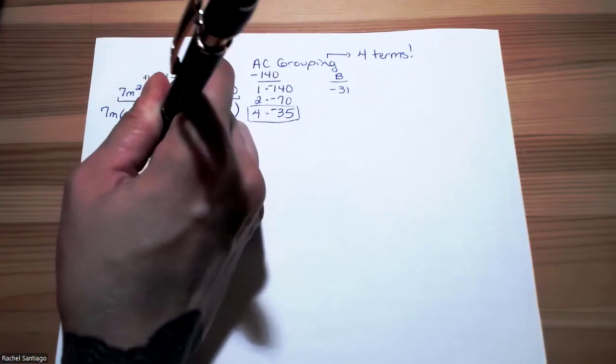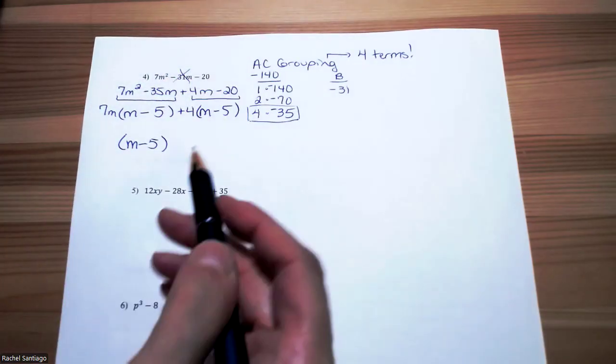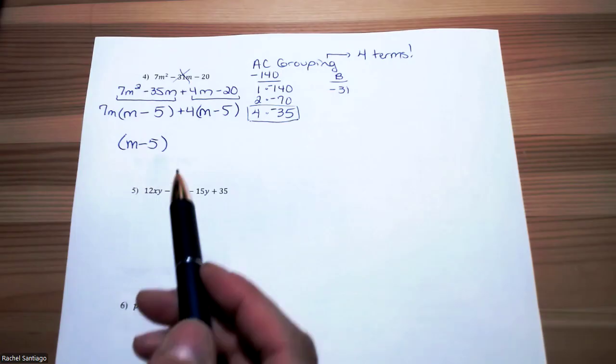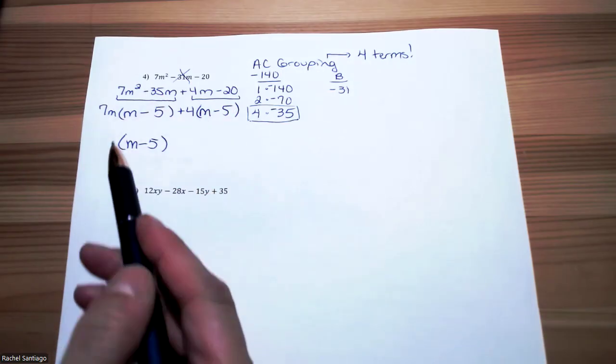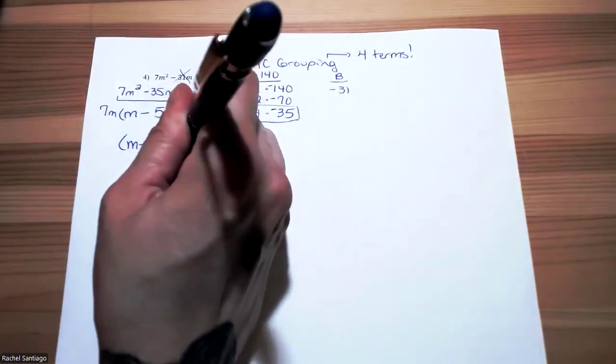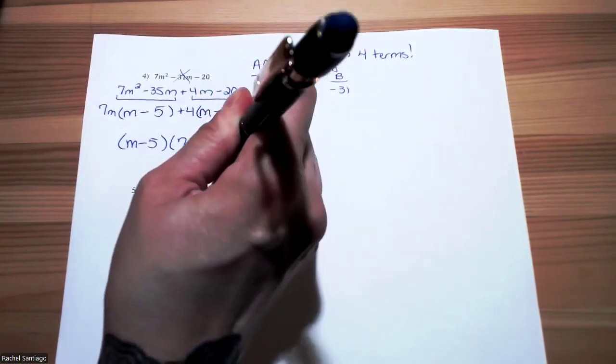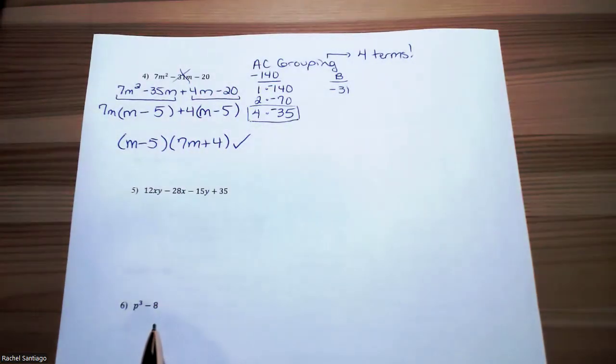So I'm going to factor m minus 5 out, right? It's like taking it out of both terms. And if you remove them out of both terms, that leaves you with 7m plus 4. And that's your final answer.